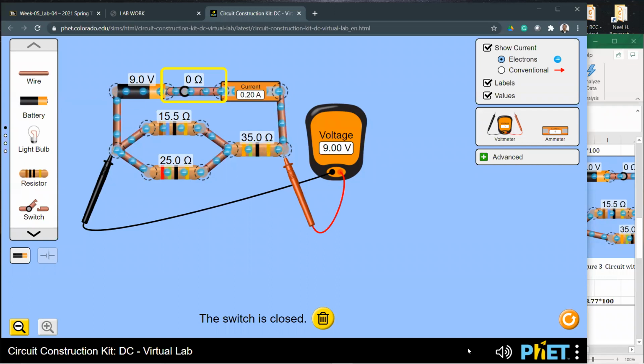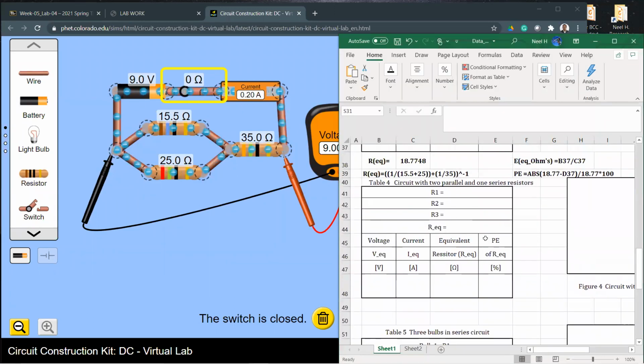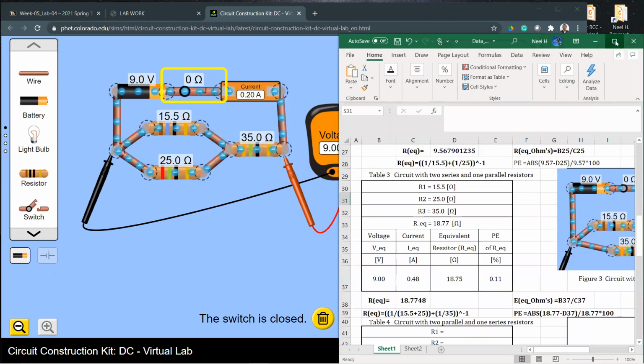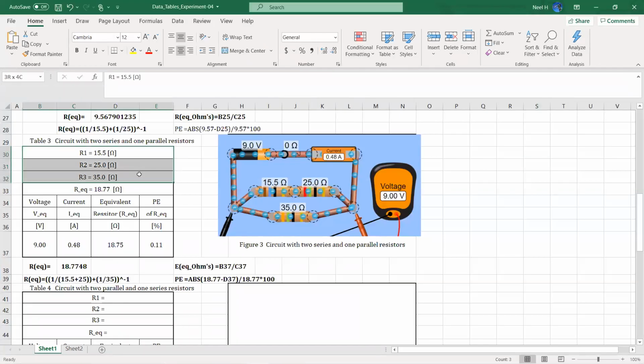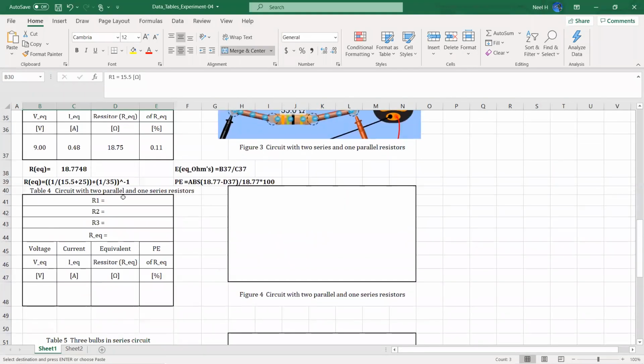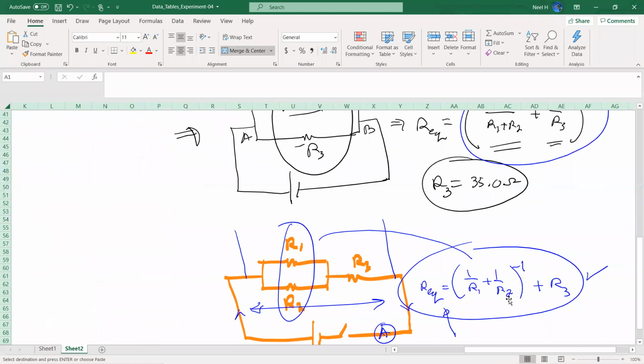Okay, then let's continue. All right, so let's take a look. Table number 4. R1, R2, R3 values are the same. You can actually copy paste these three numbers directly into the next table. And they are equivalent, we built a formula earlier.